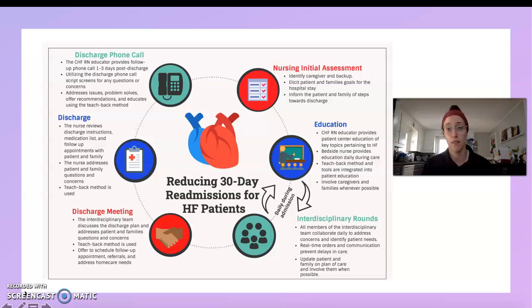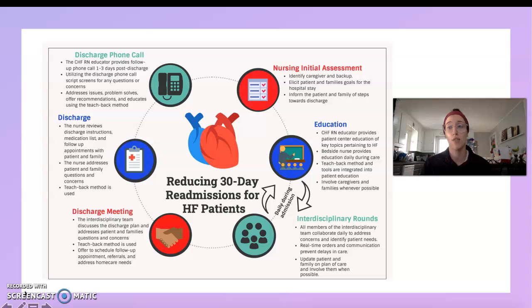Also, an intervention that will occur daily are interdisciplinary rounds, when all members of the interdisciplinary team collaborate at a set time each day. They'll discuss any concerns or the progress of the patient and identify any patient needs. Though the provider and team will discuss orders in real time and verbalize them, this will also allow for them to put them in real time to prevent any delay in care.